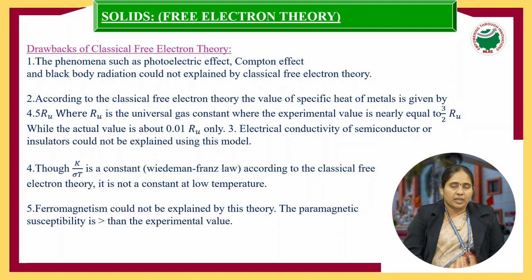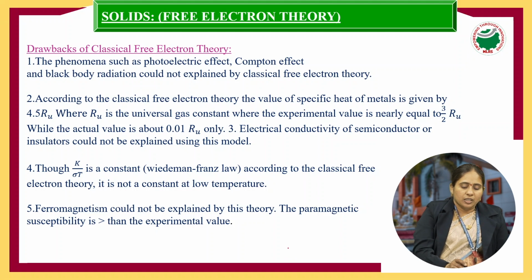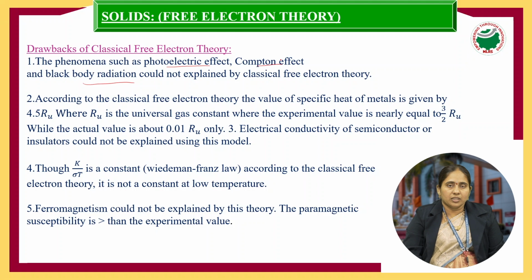Now, what are the drawbacks and failures of the classical free electron theory? The first failure is that it does not explain the photoelectric effect, the Compton effect, and black body radiation. These three effects cannot be explained using the classical free electron theory.